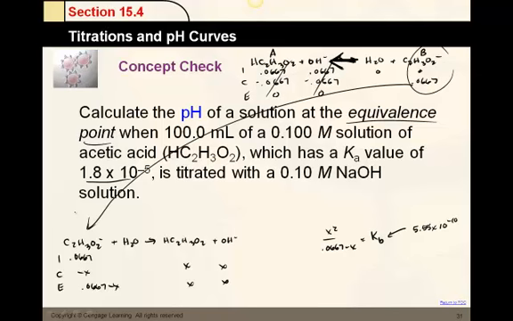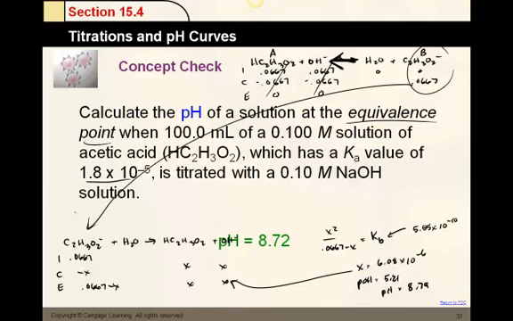Then you solve for x. When I did, I got 6.08 times 10 to the negative 6. And that is the concentration of OH. So I could find the pOH, because that's the easiest thing for me to do, which I got as 5.21. And so the pH is going to be 8.79. And they got 8.72. A little bit different than mine, but pretty close. It could be a rounding error on my part again.